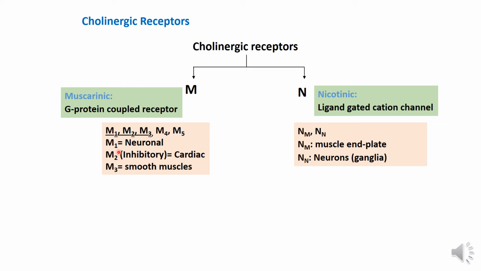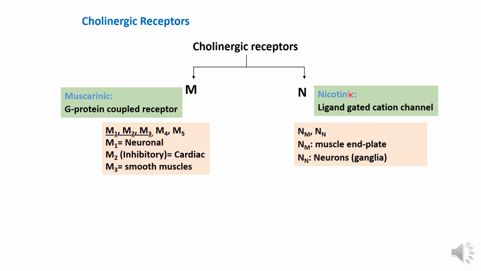M3 receptors are present in different smooth muscle cells, and stimulation of these receptors leads to contraction of smooth muscles. So M1, M2, M3. Okay, guys, so these are the main cholinergic muscarinic receptors, and these are G-protein coupled receptors. If you remember, there are three subsequent pathways in GPCR. However, I am not going into details of these signal transduction mechanisms. Maybe this is a talk for the next video.